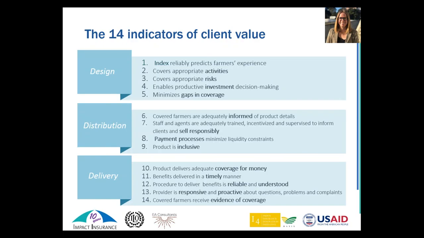So this is an introduction to the tool itself. There are 14 indicators of client value over 3 dimensions. I won't go into the details of every single indicator, but I do want to cover briefly the 3 categories. The design focuses primarily on the creation of the contract and the terms of the contract, to make sure that the contract being sold is designed in such a way that it will be of value to smallholder farmers. The distribution focuses on getting the sales and getting the product itself to the farmers who need it. And then delivery is more focused on the payouts and making sure that payouts occur as they should and in a timely manner. Next slide.